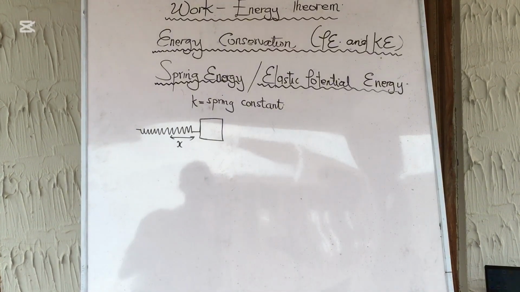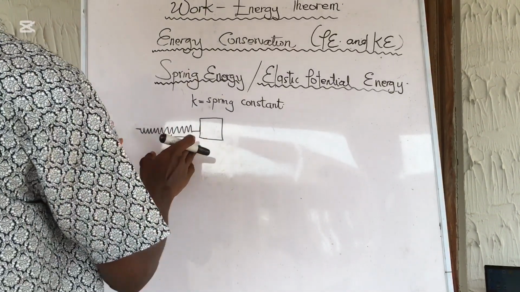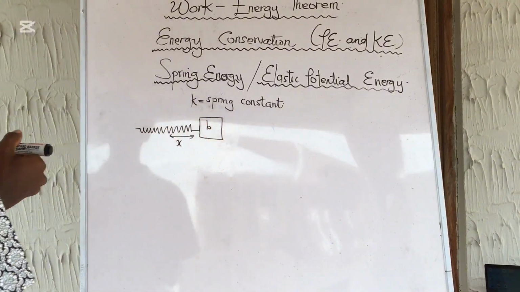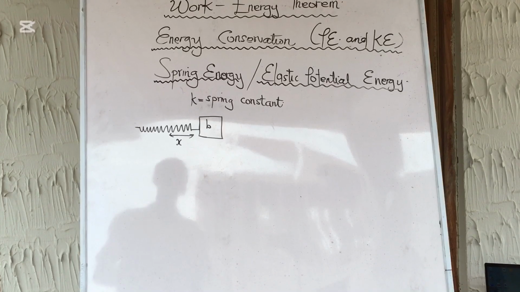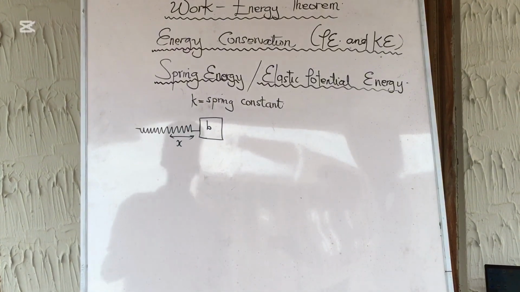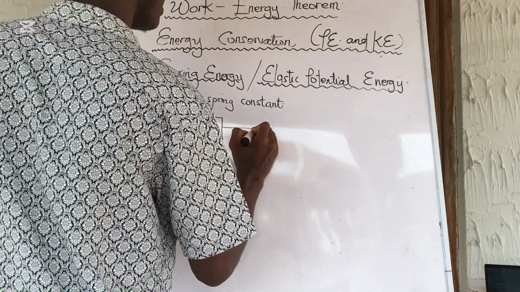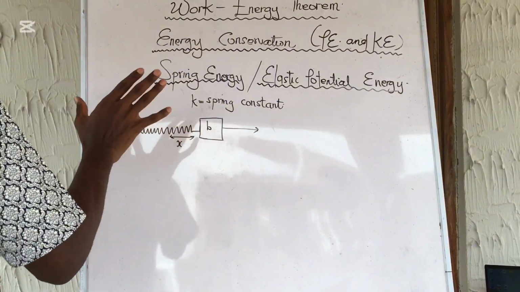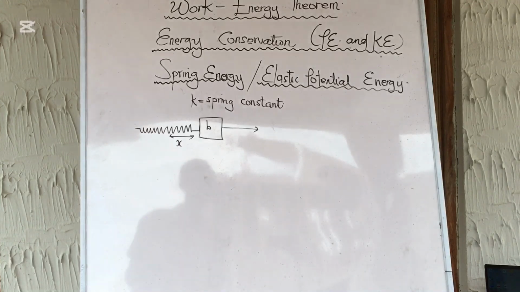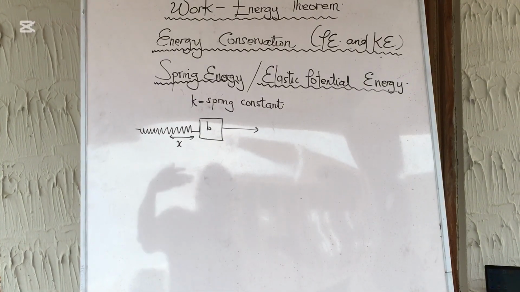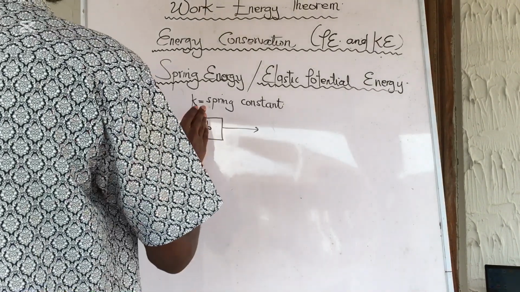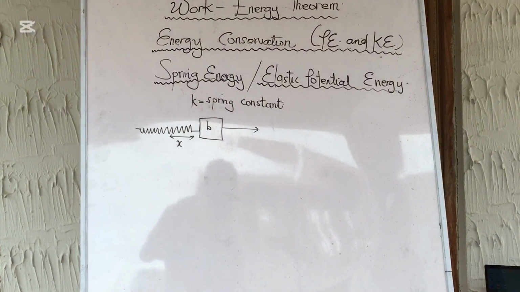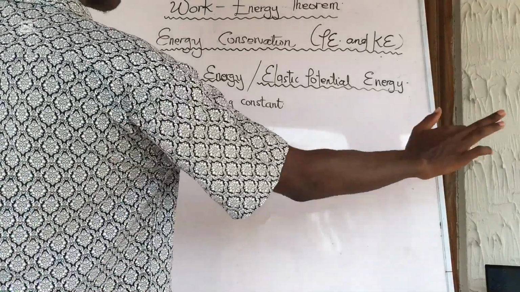Now, looking at this scenario, we are having a spring that has been compressed by a block. So this is a block, and this block has compressed the spring. Now, the moment you release the block, you are going to realize that the block is going to move in this direction. So before you release the block, all what you are having here is your spring energy or your elastic potential energy. That is the only thing that is being stored here. The moment you release it, then all the spring energy will be converted to kinetic energy. That will enable this block to move up to this point.